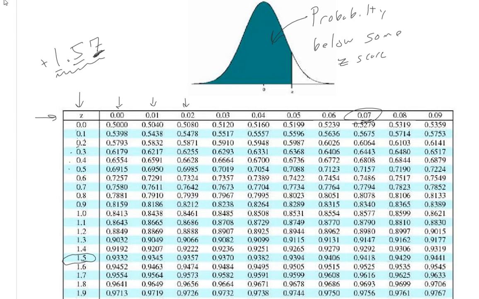Then to find the probability, I scroll down this way and I scroll over this way until I find the cross region here, which is right there, 0.9418. So 0.9418. That's the number that I'm looking for from 1.57. That would be my area for this question, 0.9418.